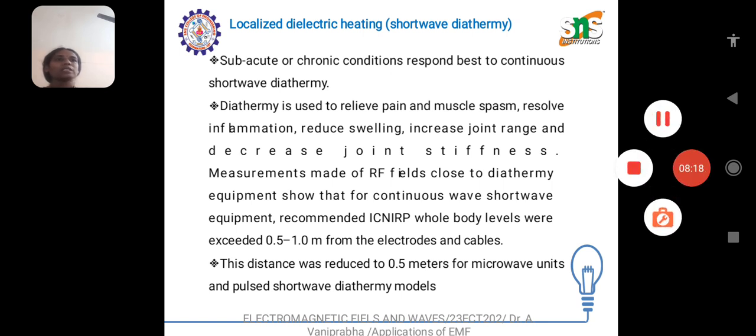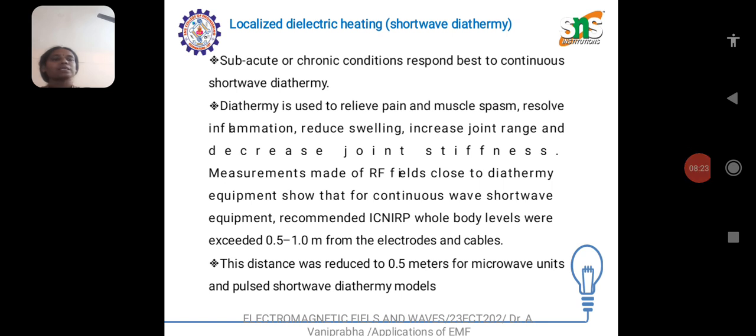Hope you understood the major applications of electromagnetic fields in various domains of medicine.